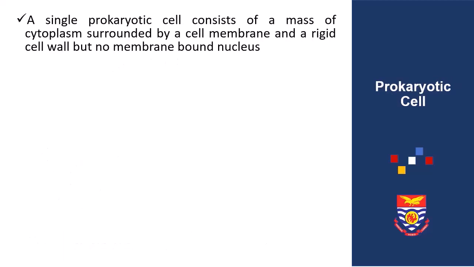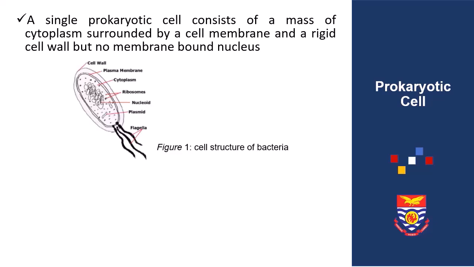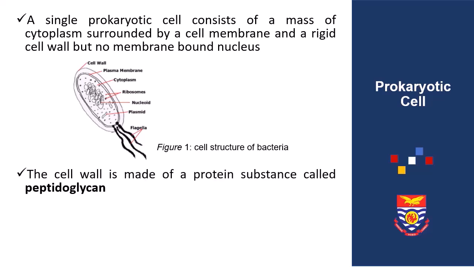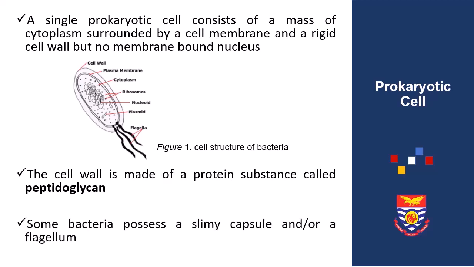Now let's look at prokaryotic cells in detail. A single prokaryotic cell consists of a mass of cytoplasm surrounded by a cell membrane and a rigid cell wall, but their nuclear material is not membrane bounded, as we've already treated in the previous slide. The cell wall is made up of a substance called peptidoglycan. Some bacteria possess a slimy capsule or flagella. The function of the capsule is to prevent desiccation, and that of the flagella is for movement.